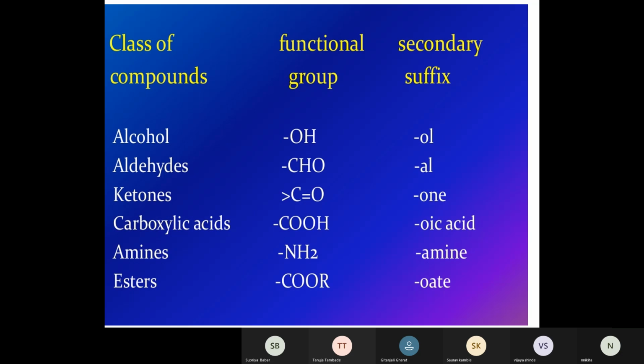So you have to learn this. See which class of compound, if alcohol is there, then which functional group it should contain, and for that which suffix we use. You have to remember this.